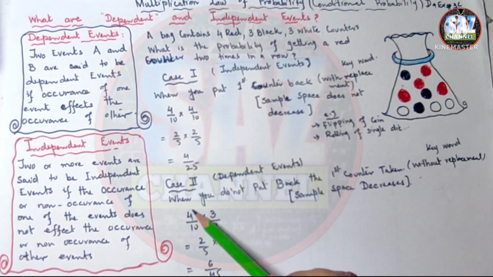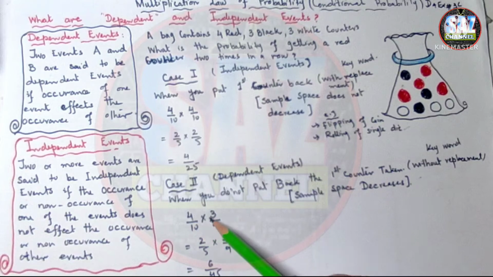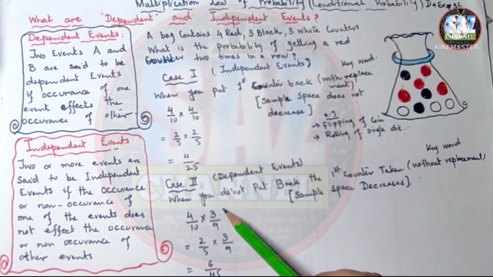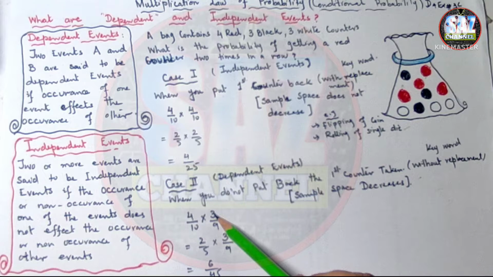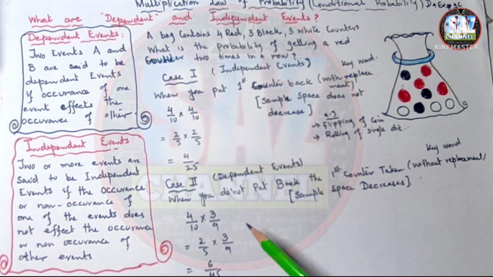So in this case, the choices of the first red counter will be 4 by 10, but as we are not putting that red counter back, when we'll be picking up the second red counter, there are 3 red counters only with us. So the choices for the red counter will be 3 by 9. So it can reduce to 2 by 5 times 3 by 9 or 6 by 45.